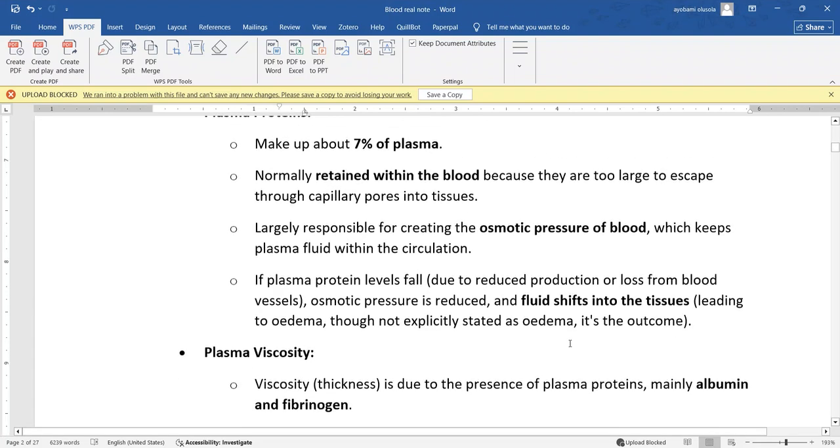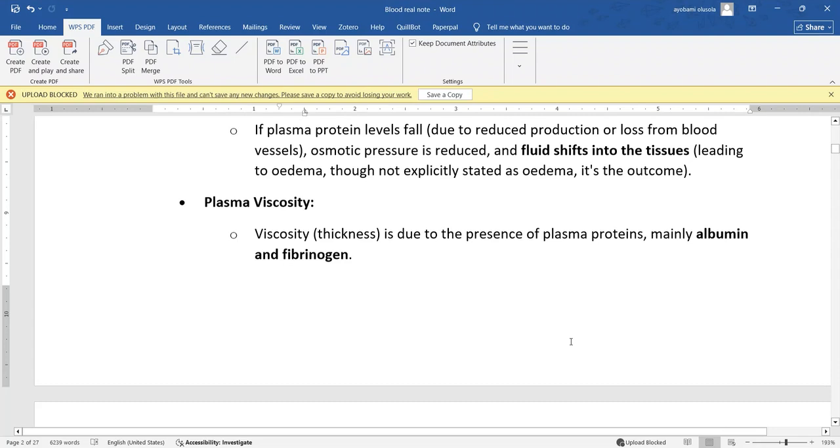Now, the plasma proteins are also responsible for the thickness. Viscosity is also known as thickness. So the plasma proteins are responsible for the plasma viscosity. And the major plasma proteins that are responsible for the plasma viscosity are albumin and fibrinogen.